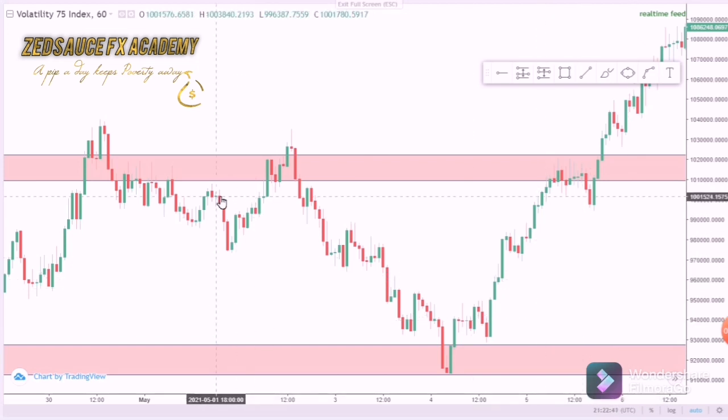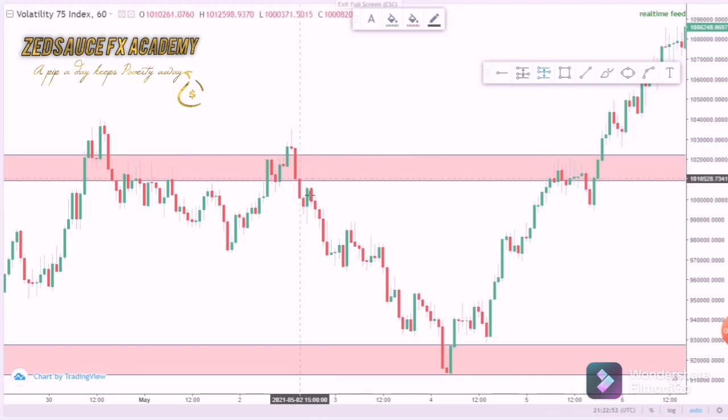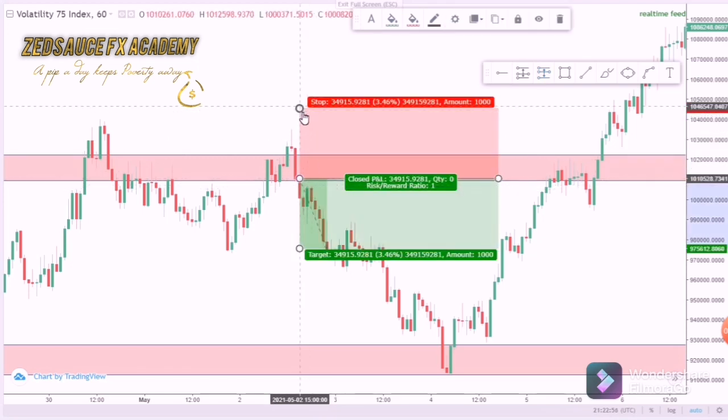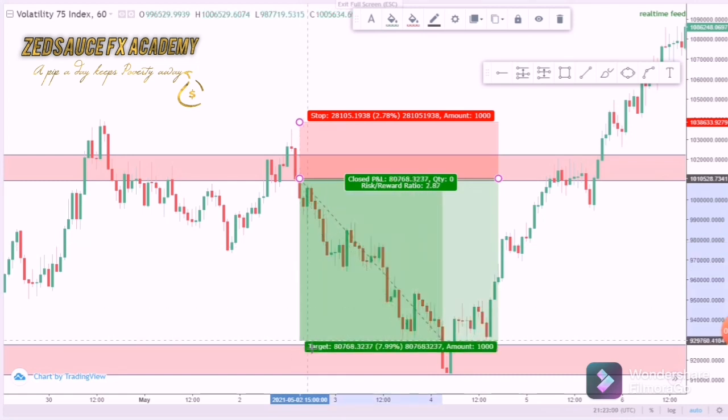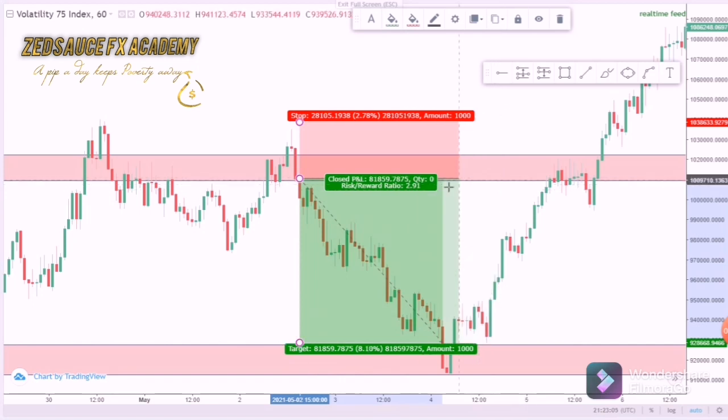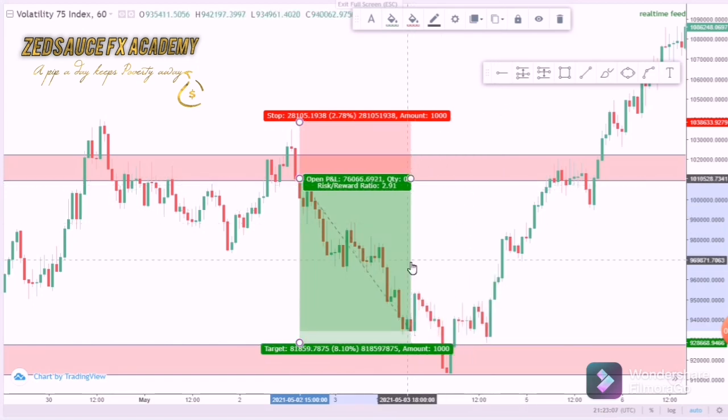For example, here this zone came, rejected it, weak rejection, momentum. You could have entered your sell trade possibly here. Stop loss above these wicks, take profit at the next zone here. That's how you can utilize these sort of movements.